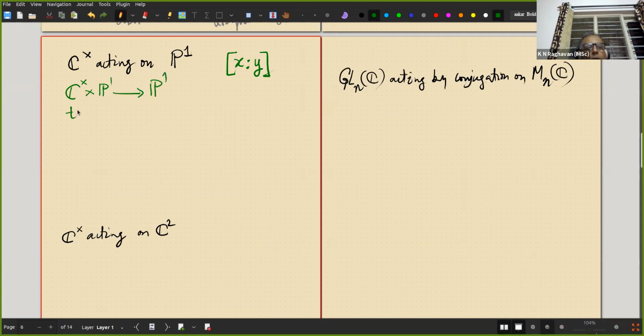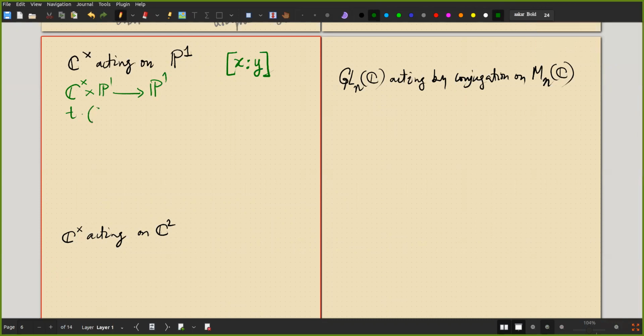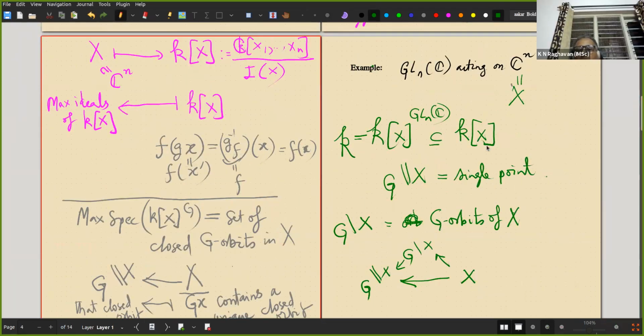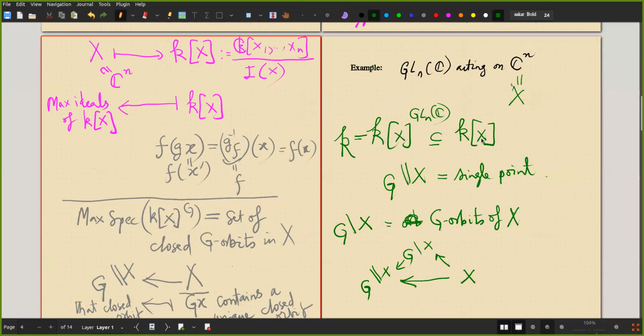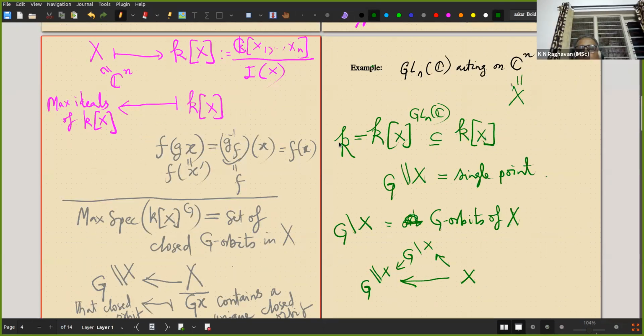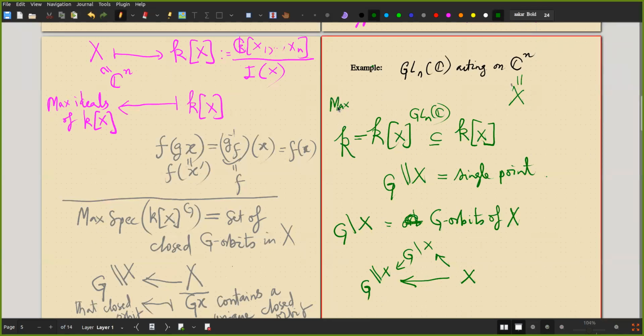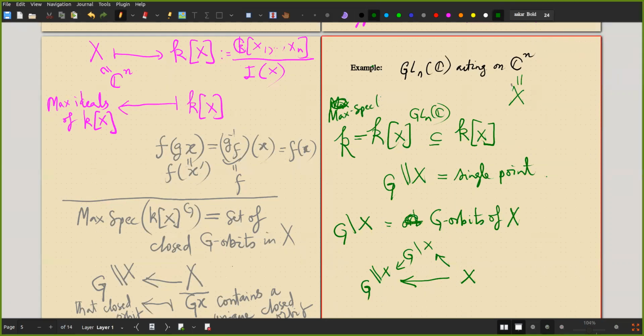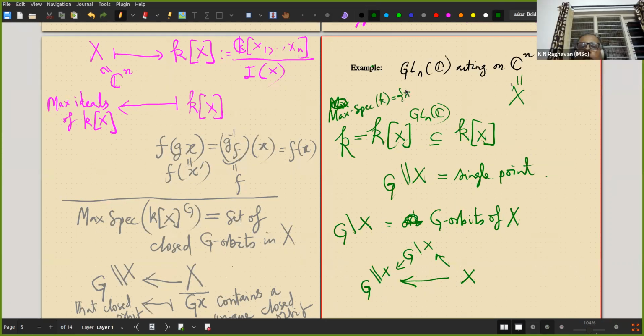Sir, in the last example, could you explain the map itself by giving some elements? Say, for example, what happens to e1, (1,0,0), that point? Every point goes to this. There is only one point here. The max spec of this is a singleton, namely the zero element.